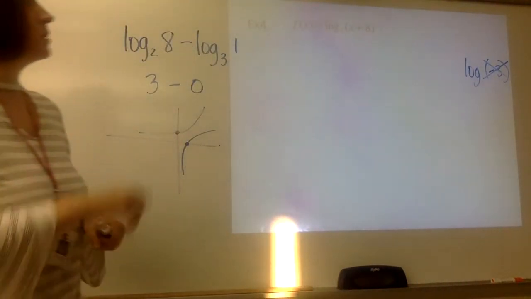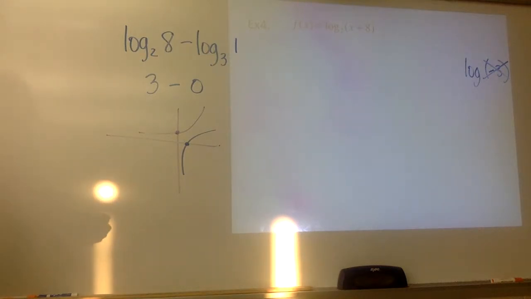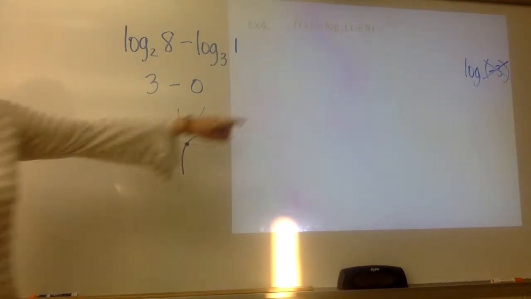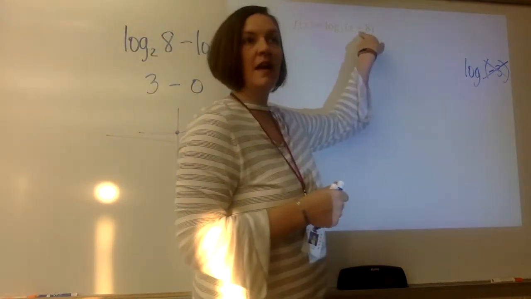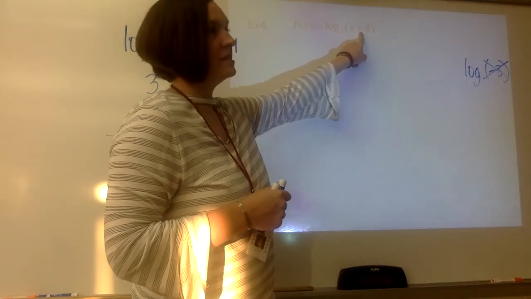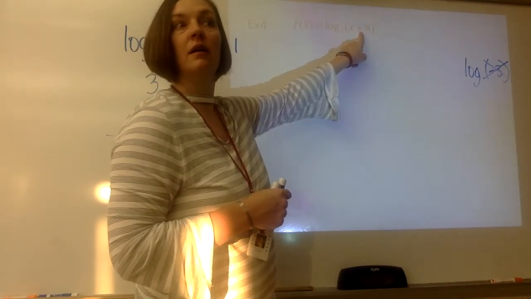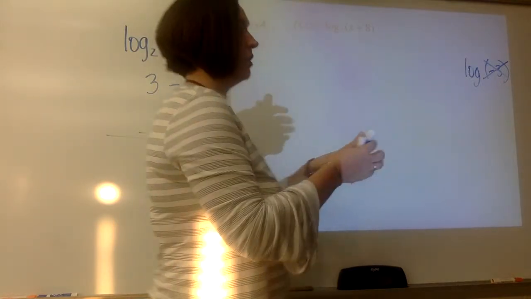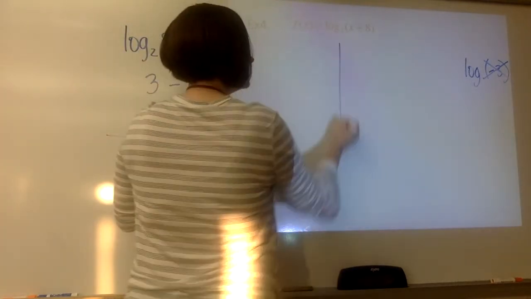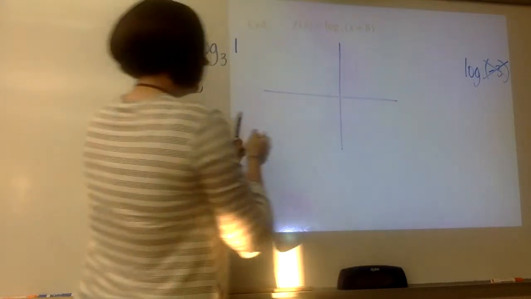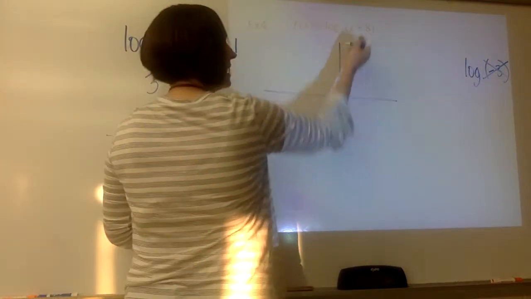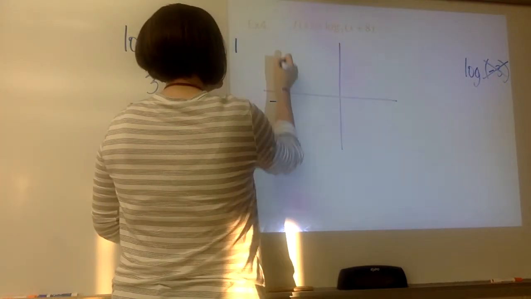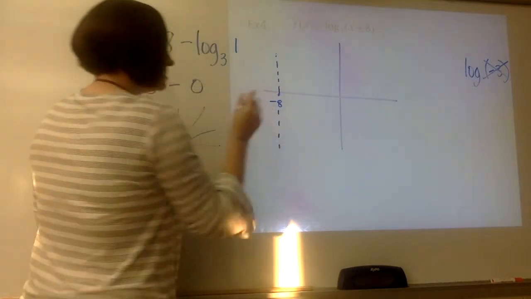So let's start with this one. F of x is equal to log base 2 of (x plus 8). Okay, well, let's follow the rules. What happens when I have parentheses x plus 8? How does it shift my graph? Left 8. So my asymptote used to be at 0, correct? Now I'm going to have a vertical asymptote at -8. So at -8, I would draw in my asymptote.